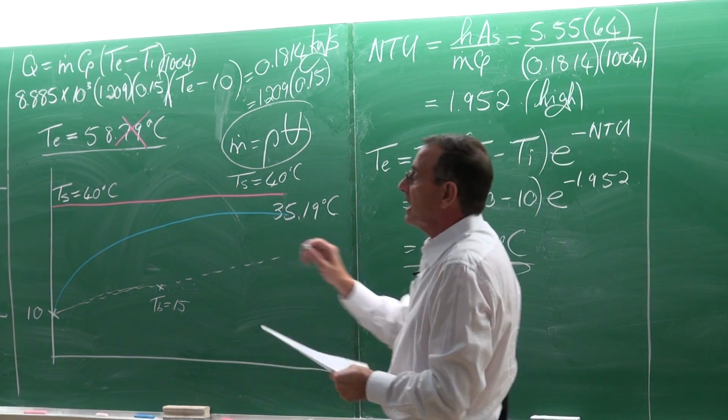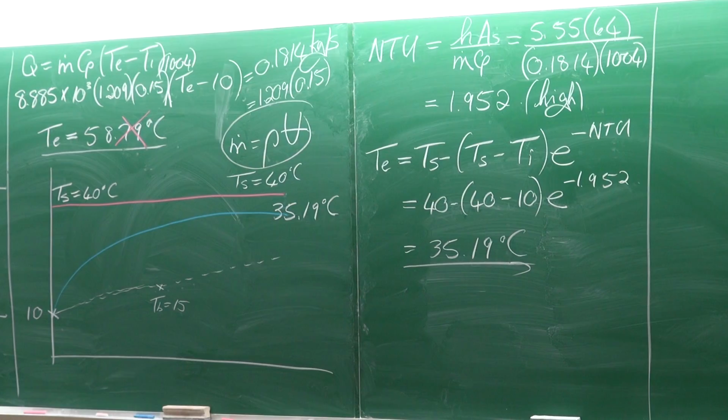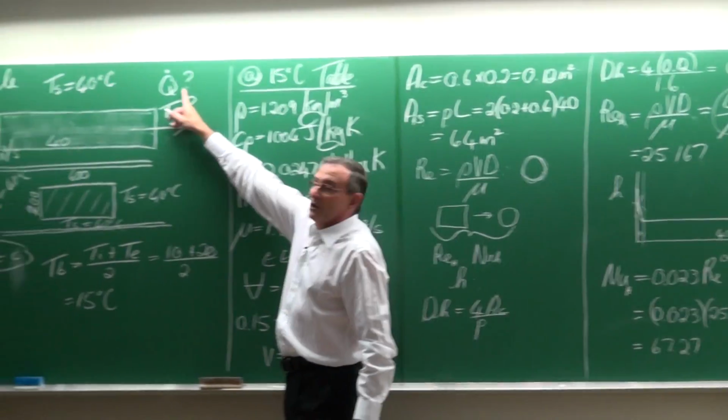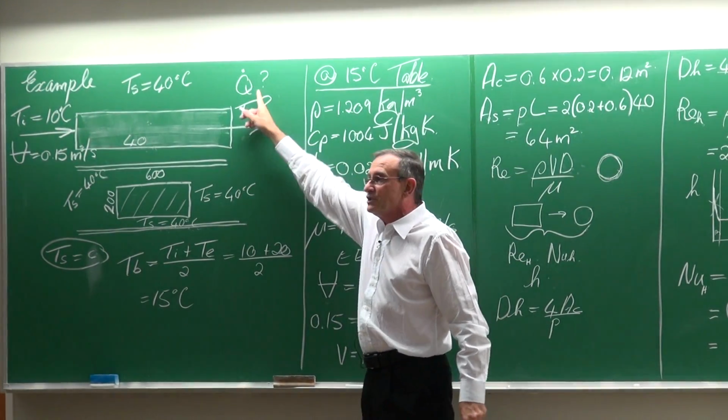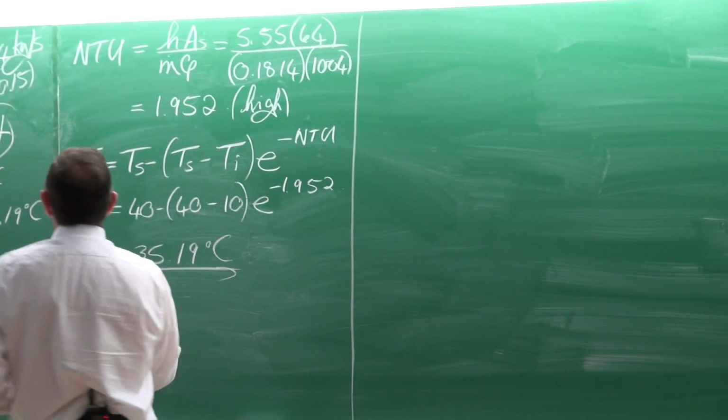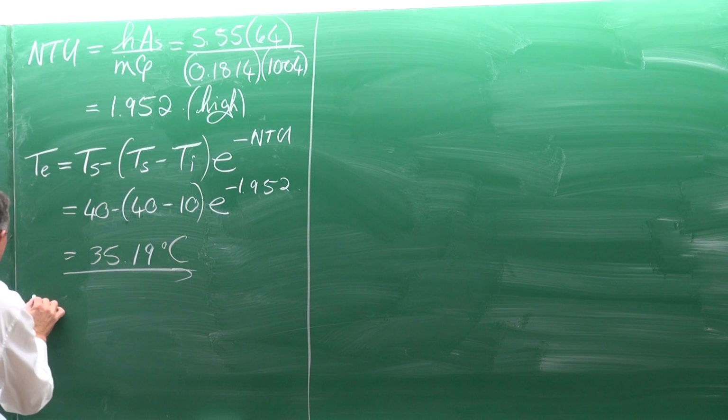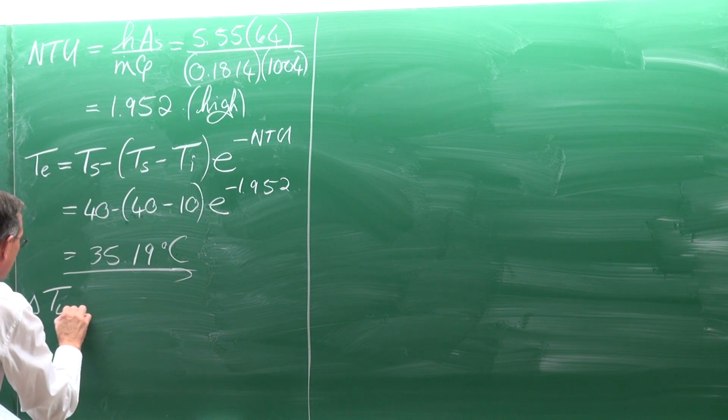Okay, we still need to calculate. We've calculated the outlet temperature now, but we still need to calculate the heat transfer rate. So getting the heat transfer rate, we need the LMTD, and the LMTD is very easy to calculate.